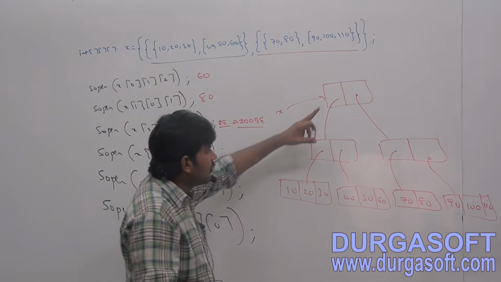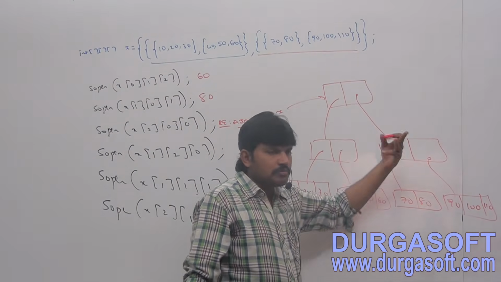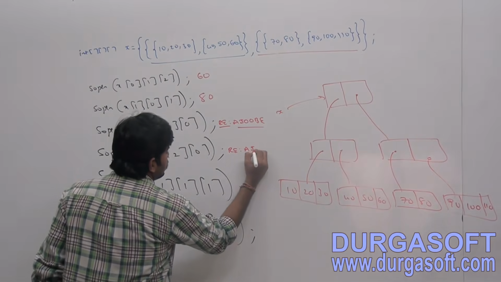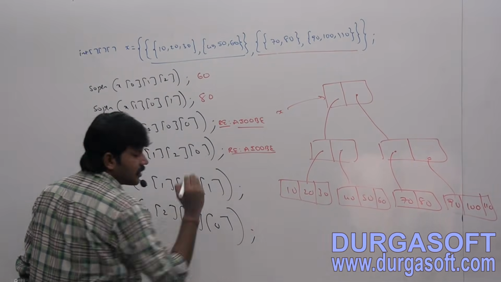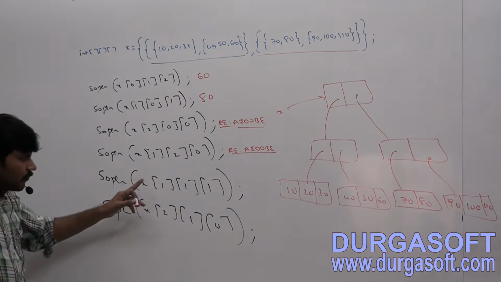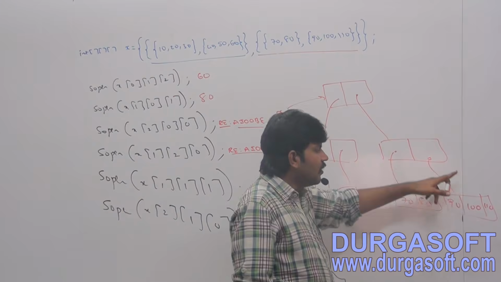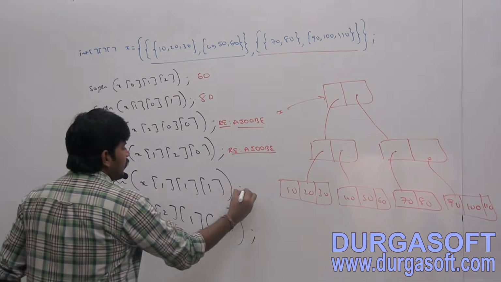X of 1, 1, 2 is not there. Once again, array index out of bounds exception. Next, x of 1, 1, 1. X of 1, 1, 1 is nothing but, what is the answer?